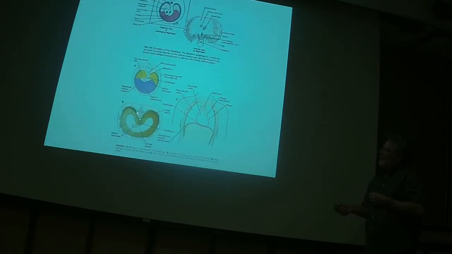So here's a mature diaphragm. We're looking at it from below. Here's the central tendon of the diaphragm. This is all the musculature of the diaphragm here. All that musculature migrated in from the body wall and joined with that central tendon to produce this functional diaphragm.